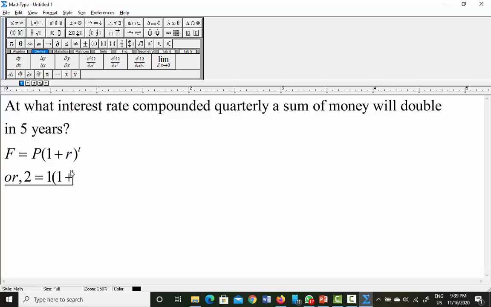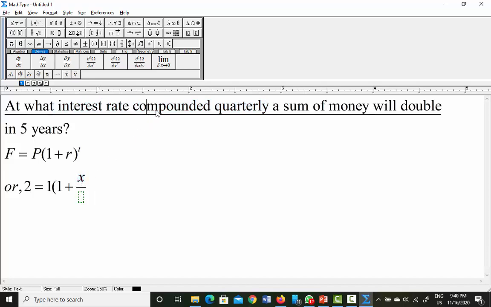So let us assume that the annual rate is x. So x% is the interest rate. And since it is said that the interest is compounded on a quarterly basis, this x is the annual rate. Since the interest will be compounded quarterly, we know that in a year we have 4 quarters.